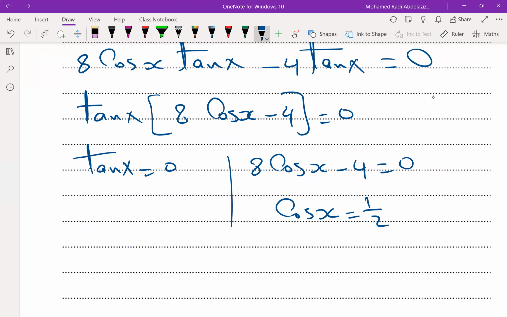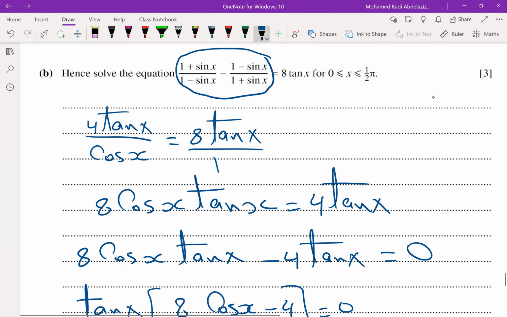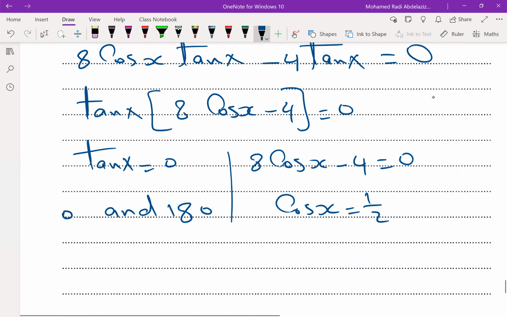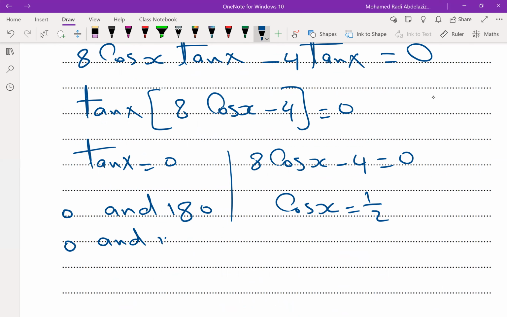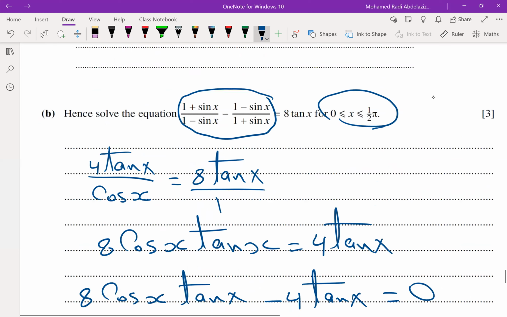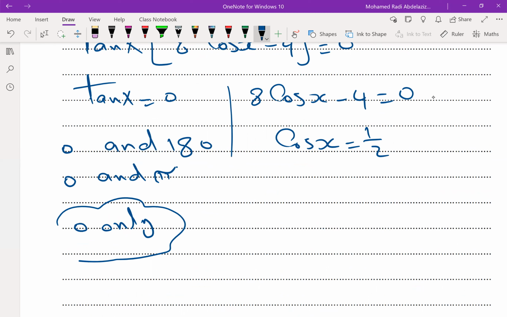Tan x is equal to 0 at 0 and 180. If we check your answer at 0 and 180, the working has to be in radians. So the answer would be 0 and pi, but pi is out of the range. The range does not include pi, so only 0 is accepted in this part.